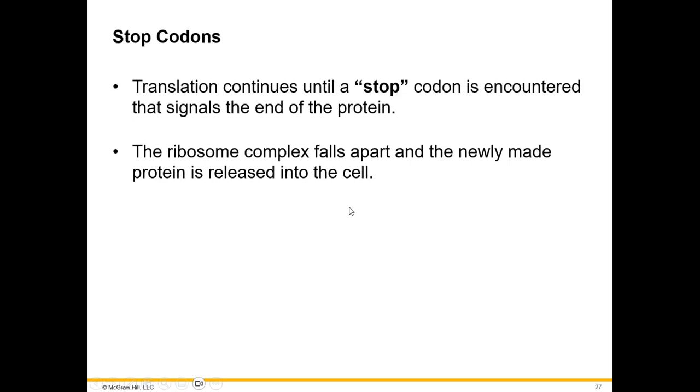Whenever we reach our stop codon that we mentioned before when we were looking at our genetic code table of all of our amino acids, the stop codon is what signals the end of that protein. So once we've got an mRNA with a stop codon, we're not going to have any more amino acids that are added to the chain. And at that point, our ribosome complex will fall apart and our newly made protein is going to be released into the cell.